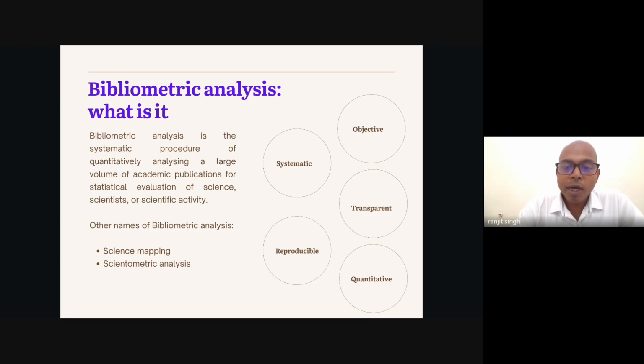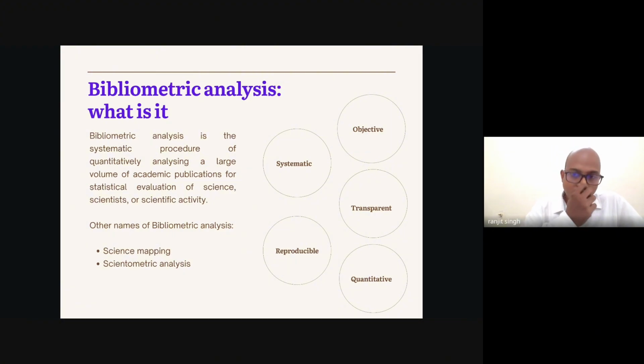And next is reproducible, because here all the steps are clearly mentioned. If I am doing the research in bibliometric analysis, after 10 years, if someone is doing the same bibliometric analysis, the same output will be produced by the analyst. That is reproducible. And next is the quantitative.